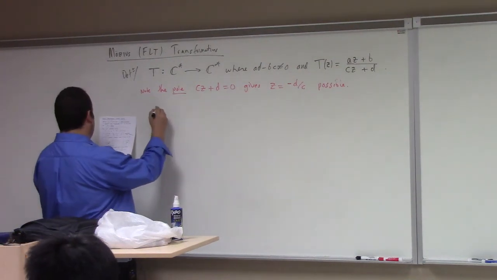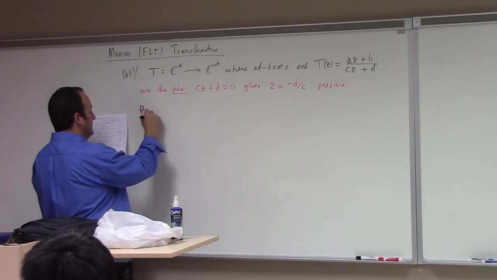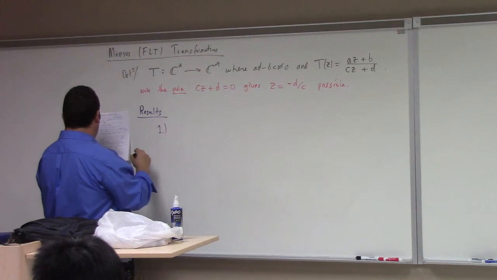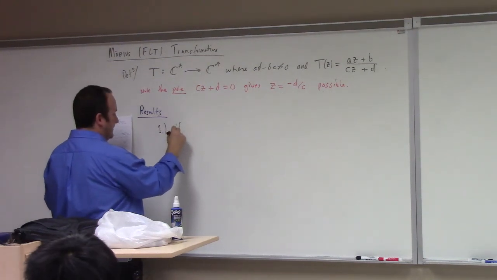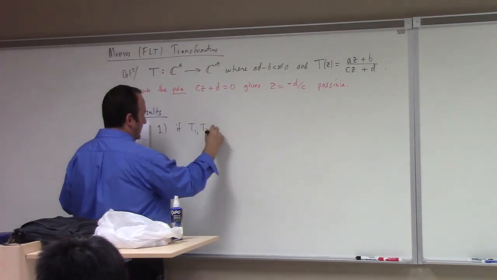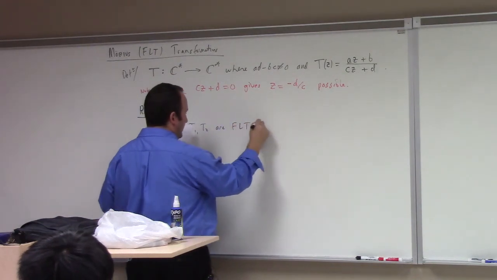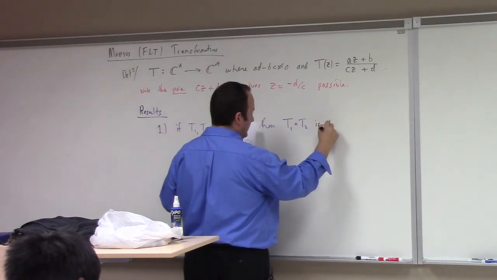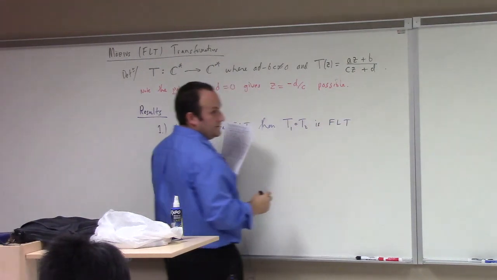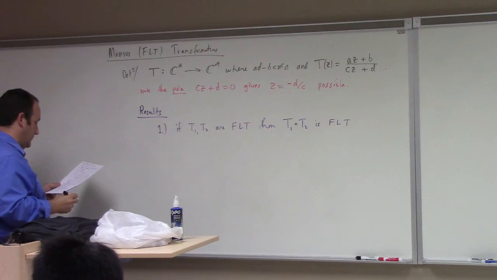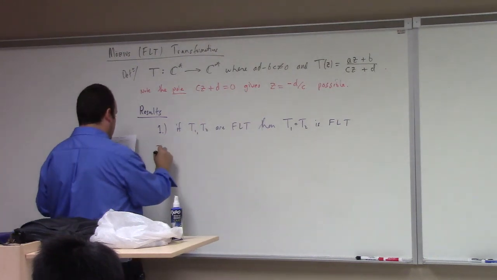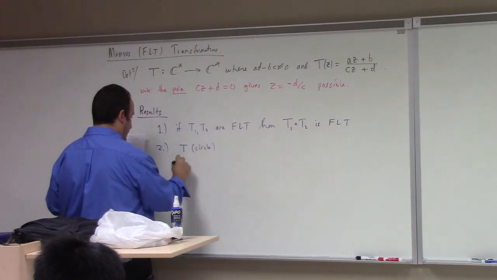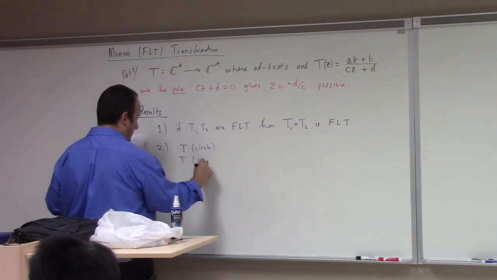So here's some results, some of which we've proved and some of which we could prove if I had been a better steward of our time. One is that if T1 and T2 are fractional linear transformations, then their composite, T1 composed with T2, is also a fractional linear transformation, right? Two, which is that if we take T of a circle, or if we take T of a line, right?